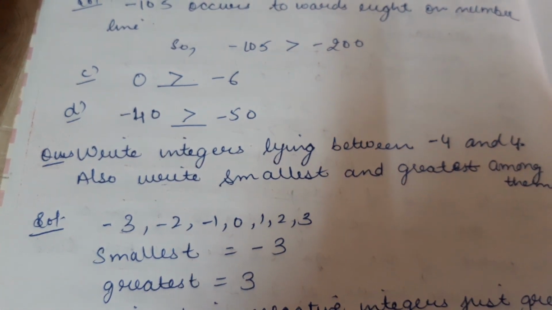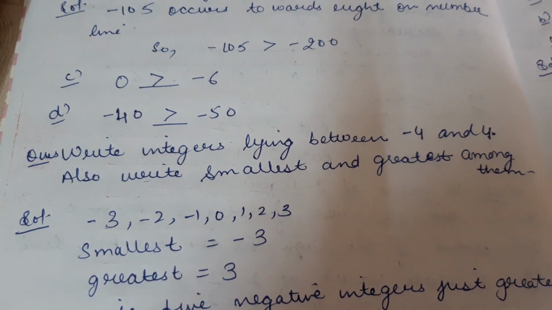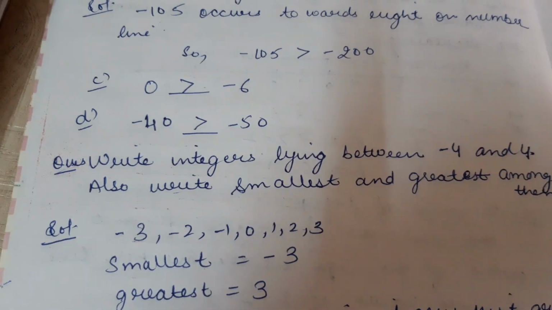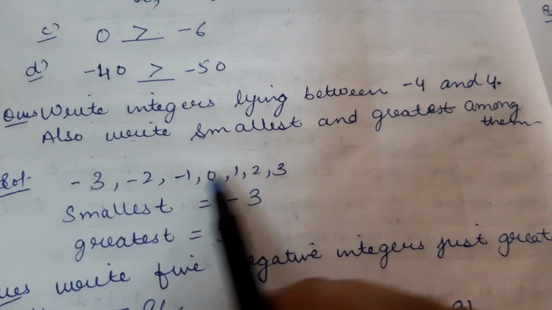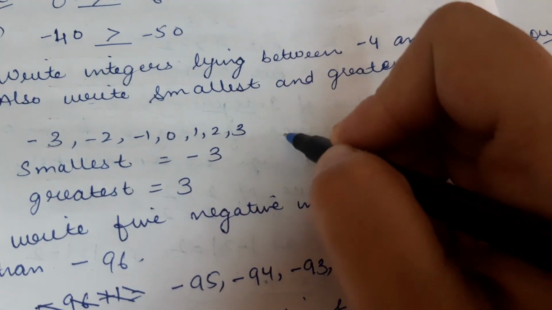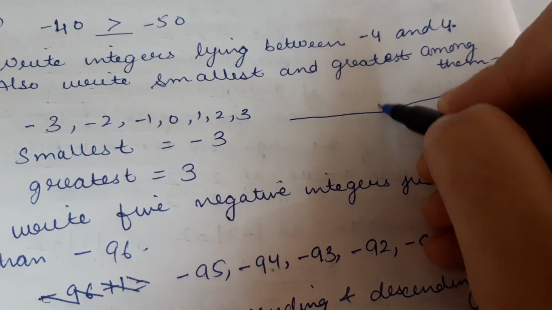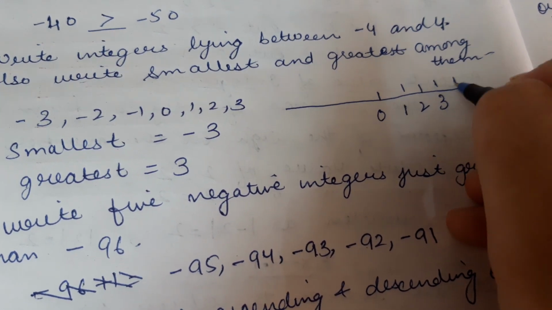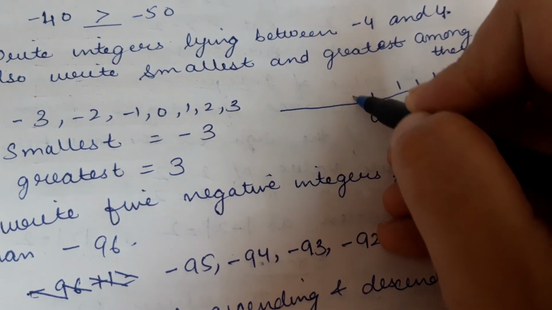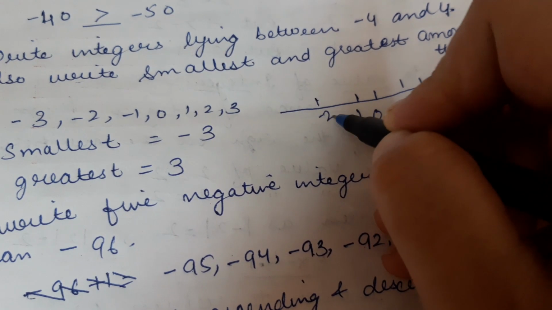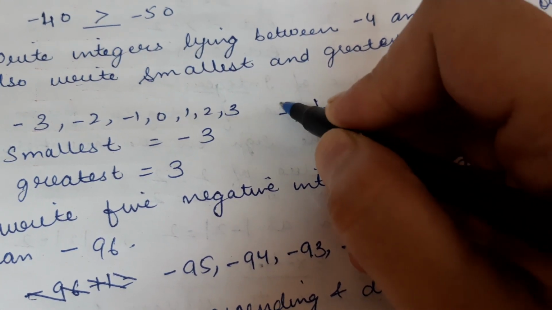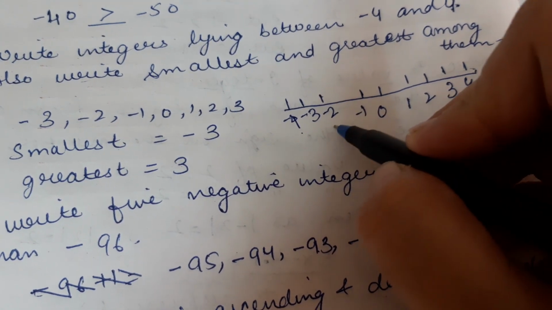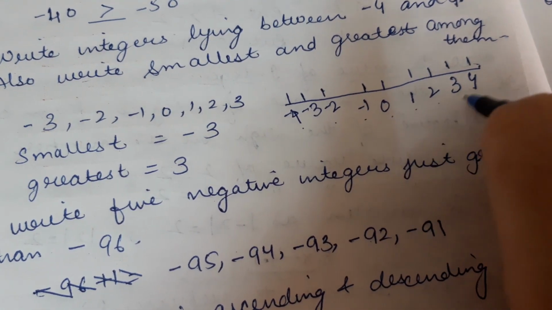Next question. Write integers lying between minus 4 and 4. Also write smallest and greatest among them. Now from minus 4 to 4. If I draw the number line, it will be like this. 0, 1, 2, 3, 4. Here minus 1, minus 2, minus 3, minus 4. Now between minus 4 and 4 we have minus 3, minus 2, minus 1, 0, 1, 2, 3.